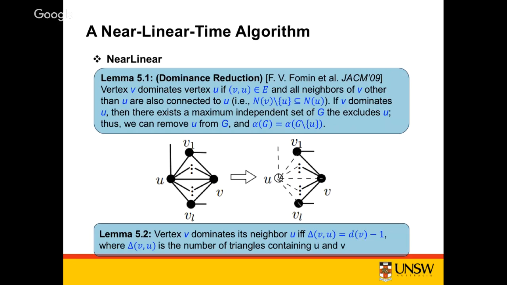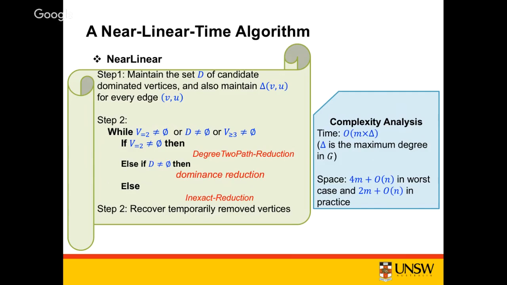So we prove in this paper that a vertex V dominates its neighbor U if and only if the number of triangles containing V and U is equal to the degree of V minus 1. So in this way, we will maintain a set of candidate dominated vertices, and we also maintain the number of triangles containing each edge. So in this way, we can identify the candidate of dominated vertices in constant time for each vertex. So the time complexity is big O(m) times the maximum degree, and the space complexity in the worst case is 4m plus big O(n). This is because we need to maintain the triangle count for each edge.